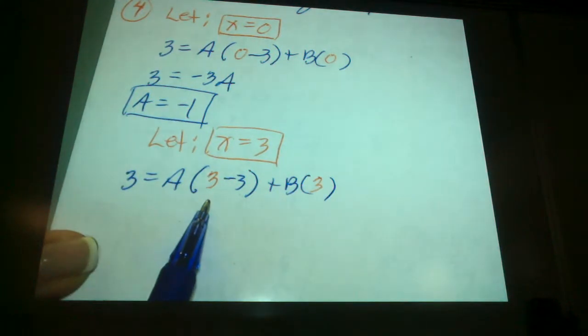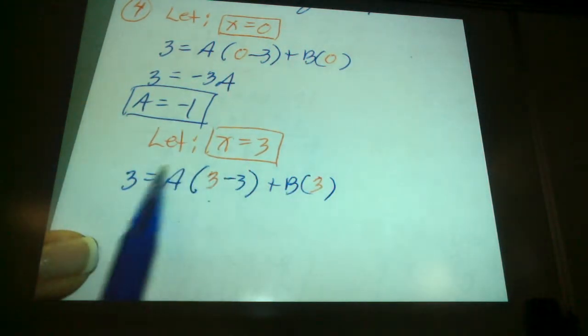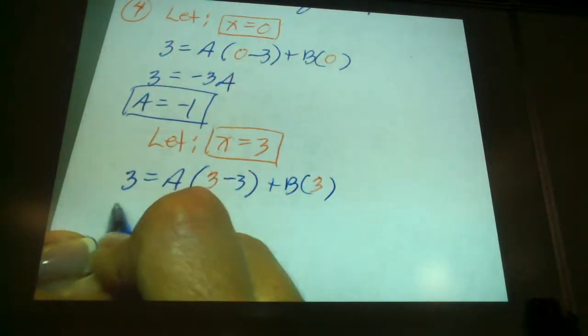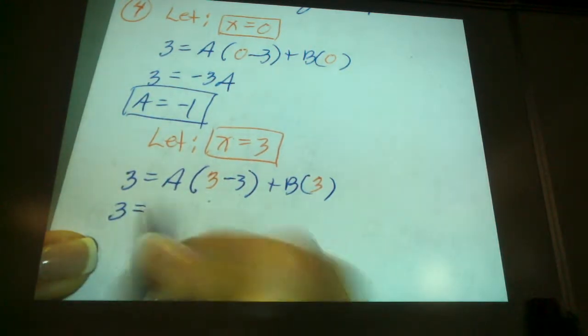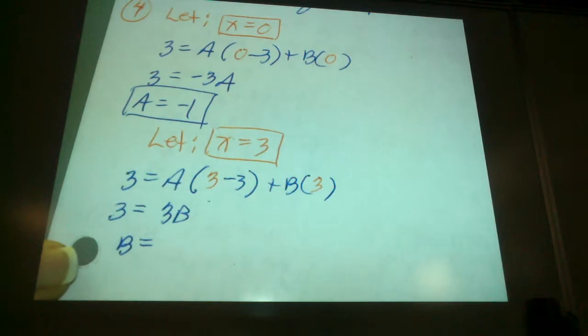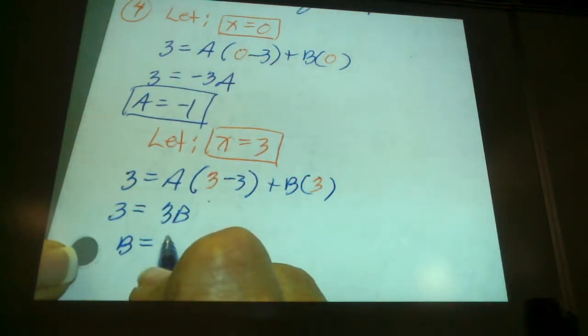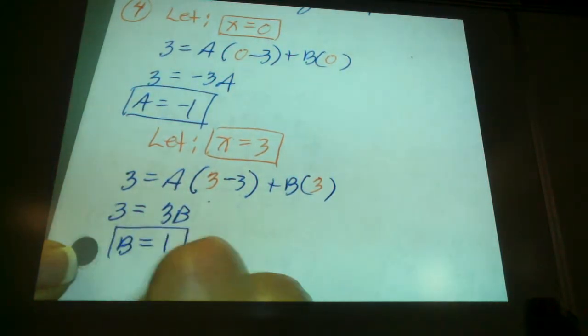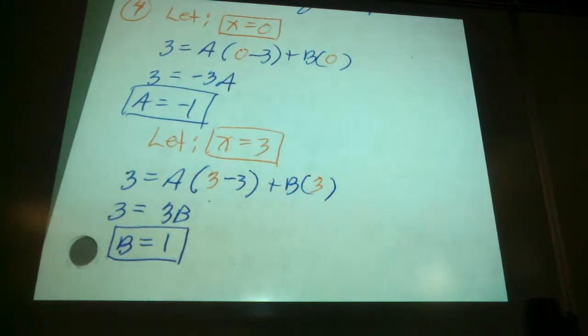Three minus 3 is 0, times a is 0. This time the a term zeroes out. So I end up with 3 equals 3 times b, which is 3b. So what does b equal? Positive 1. So now we have our a, we have our b, and we can write our fractions.